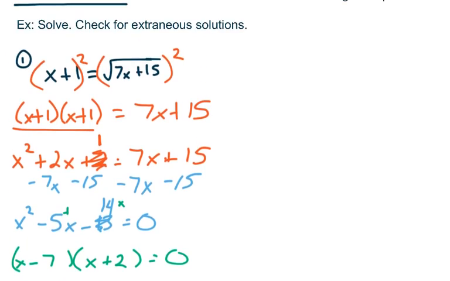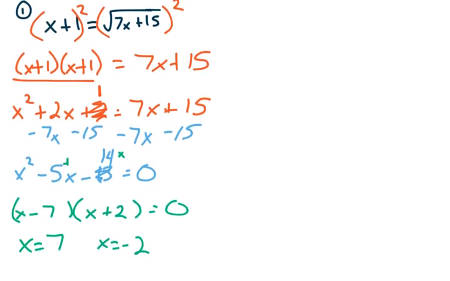Now, when it says to check for extraneous solutions, what that means is go back and plug each of these two solutions back into your original equation, because one or both might not work. Okay, so let's start with 7. We're going to have 7 plus 1 is equal to the square root of 7 times 7 plus 15. We're going to see if that's true.